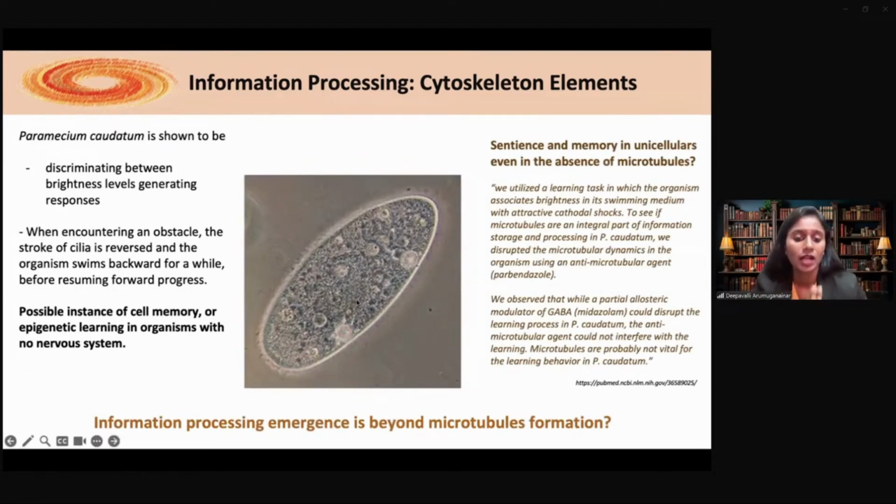Now, this organism has been shown to respond to application of a minimal electric current, and it can discriminate between brightness levels, generating responses. While it encounters an obstacle, the stroke of the cilia is reversed and the organism is able to swim backwards for a while before resuming its forward progress. Now, the possible instance of cell memory or epigenetic learning in organisms with no nervous system is claimed from this observation.